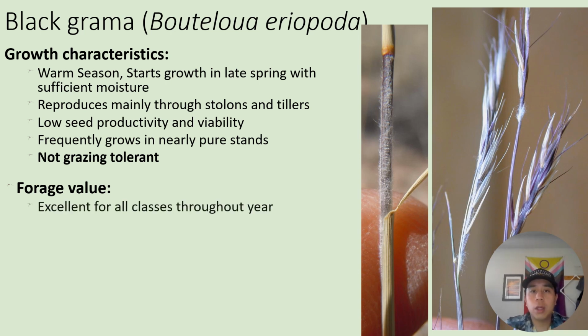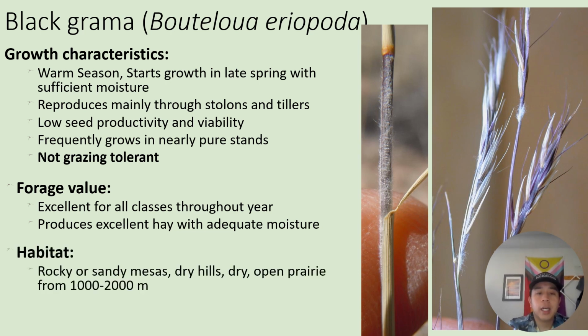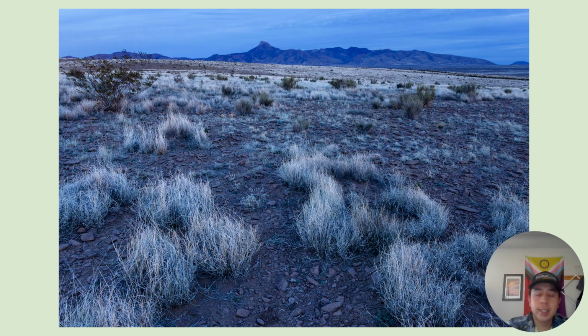In terms of its forage quality, it's typically excellent for all livestock classes throughout the year, as well as wildlife. And oftentimes it can produce adequate hay when there's enough moisture in that season. In terms of habitat, it often occurs in rocky or sand mesas, on dry hills and dry open prairies from 1,000 to 2,000 meters, generally in dry open habitats. And usually does not grow in fine textured soils like clays. So unlike the side oat, it actually likes coarse soils. And here is an example of one of these stands of black grama.